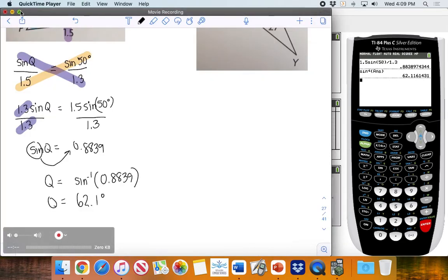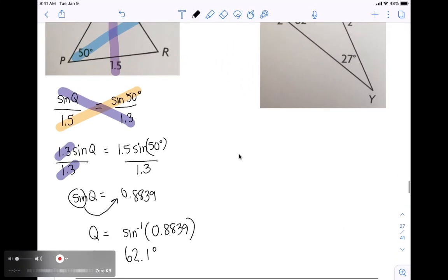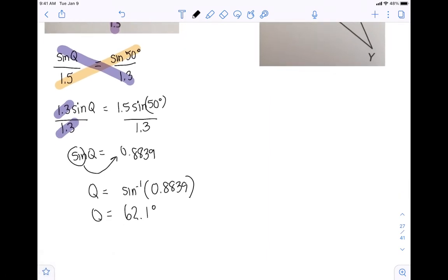So our final step over there is to make sure that we round our answer to one number after the decimal, which means tenth. This is tenth. So we got our answer.